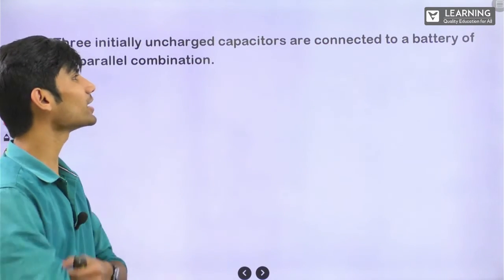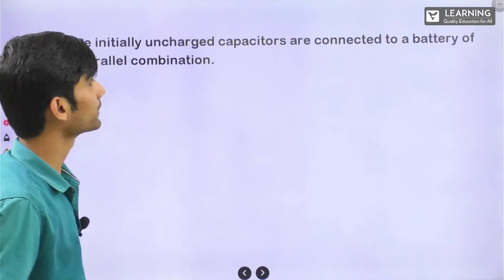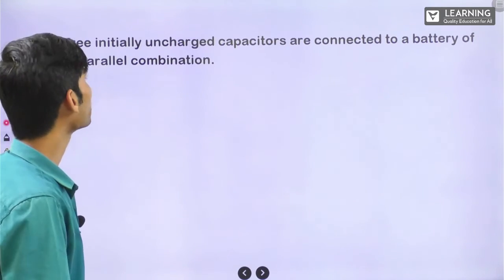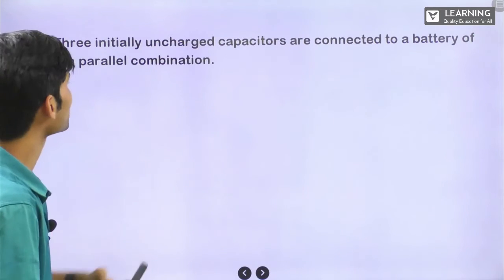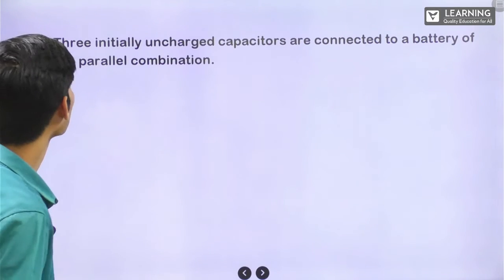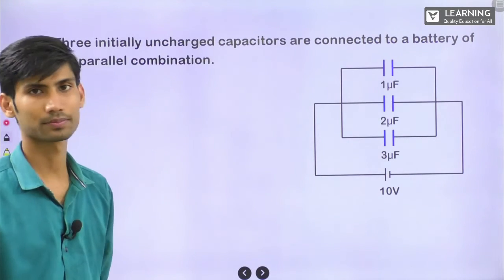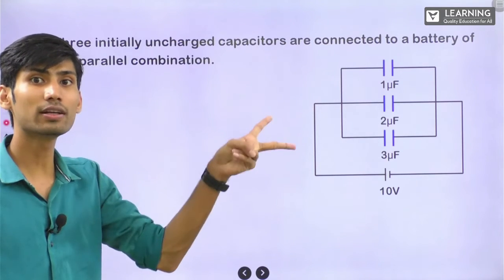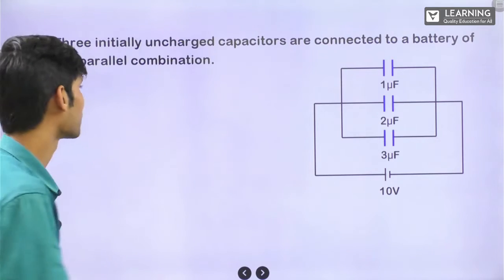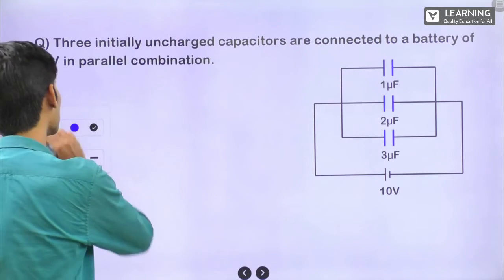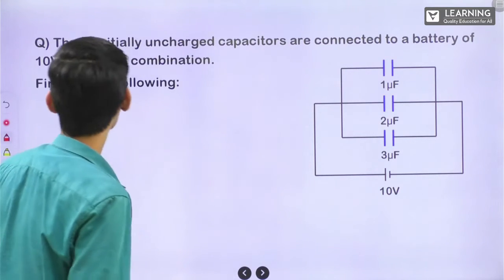3 initially uncharged capacitors are connected to a battery of 10 volt in parallel combination, like this. So the first two questions we did were of series combination. Now this one question we are doing for parallel combination. Again, it is very easy. Similar kind of question. Find out the following.